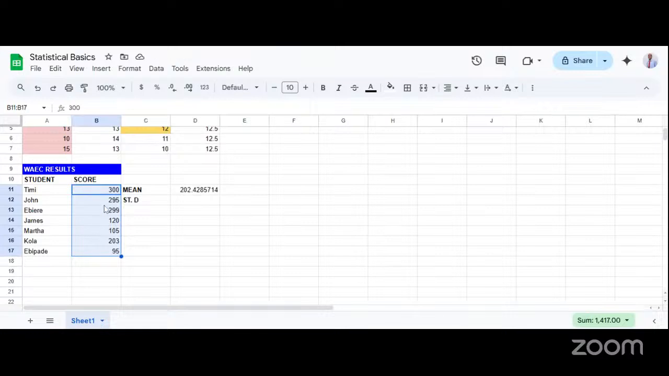What was the distance for each of these numbers from the mean? What was the distance between 300 and this 202 here? What was the distance between 295 and 202? What was the distance between 299 and 202? What was the distance between 120 and 202? What was the distance between 105 and 202? What was the distance between 203 and 202? What was the distance between 95 and 202?